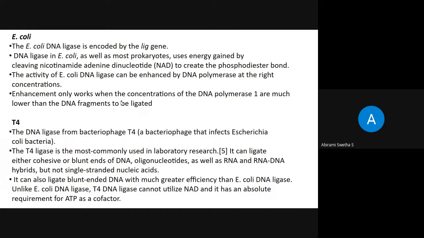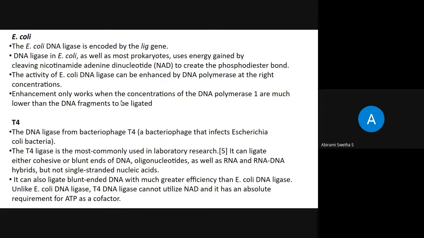The activity of the E. coli DNA ligase can be enhanced by DNA polymerase at the right concentration. Enhancement works when the concentration of DNA polymerase 1 is much lower than the DNA fragments to be ligated.